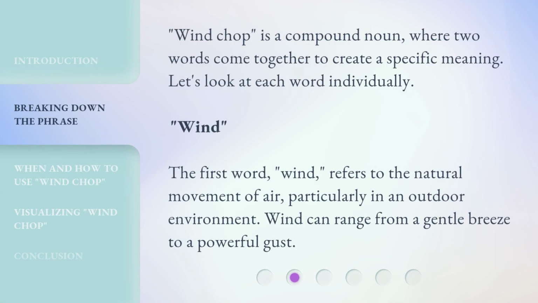Windchop is a compound noun, where two words come together to create a specific meaning. Let's look at each word individually. Wind. The first word, wind, refers to the natural movement of air, particularly in an outdoor environment. Wind can range from a gentle breeze to a powerful gust.